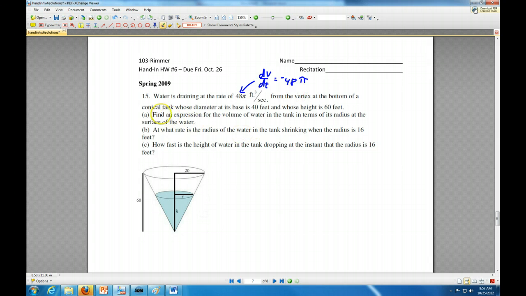Letter A. Find an expression for the volume of water in the tank in terms of its radius at the surface of the water. So in letter A, its volume is equal to, for a cone, 1/3 pi r squared h.